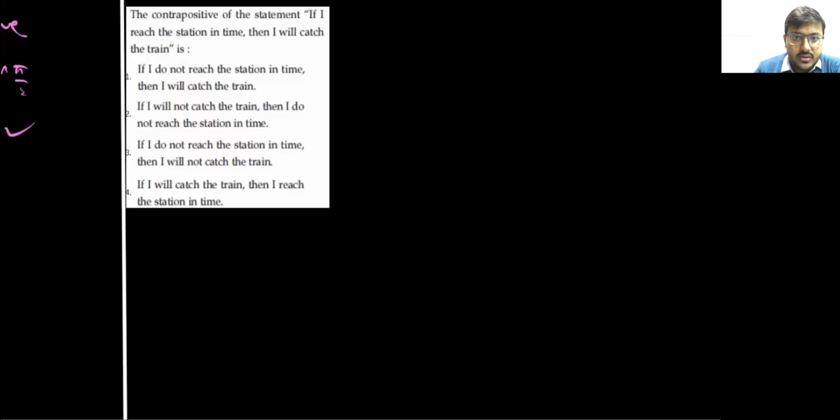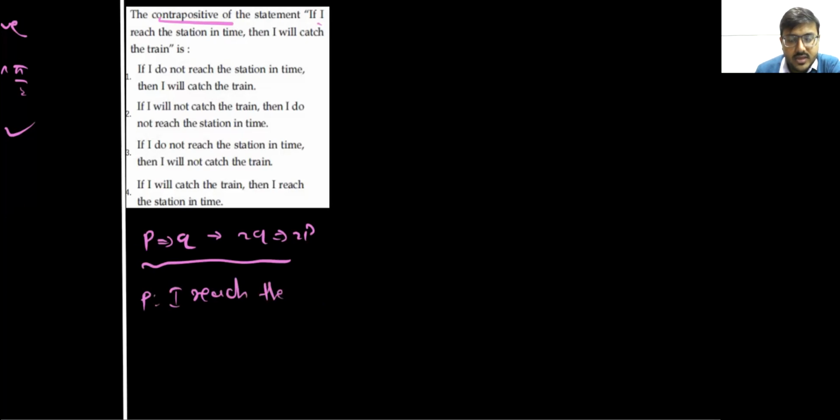Okay, so let's move on with the next one, which is mathematical reasoning. See, contrapositive statement. So first of all, you need to know what a contrapositive statement means. That if we have P implies Q, its contrapositive statement will be negation Q implies negation P. This will be the contrapositive statement. So if I reach the station in time, P is I reach the station in time. This will be the first statement. Then Q will be I will catch the train.